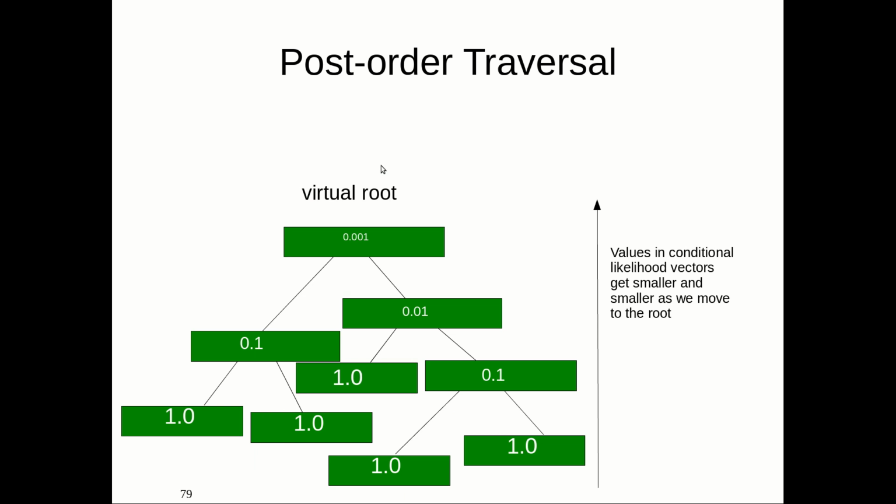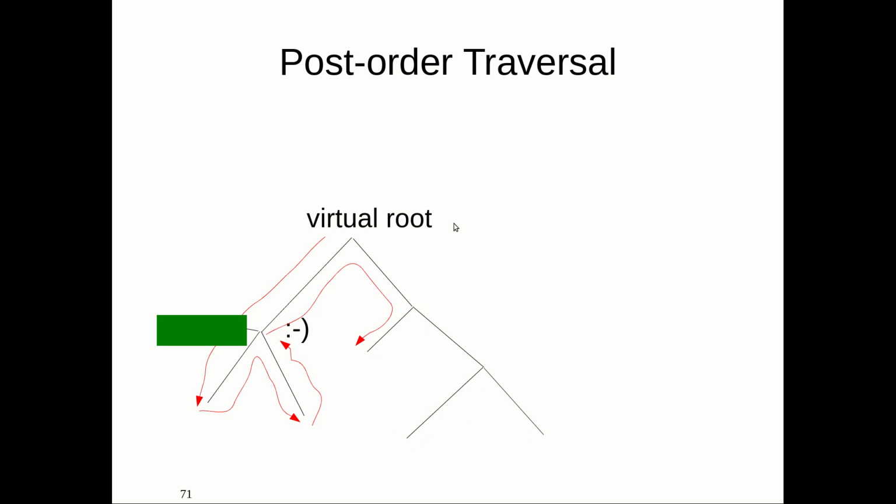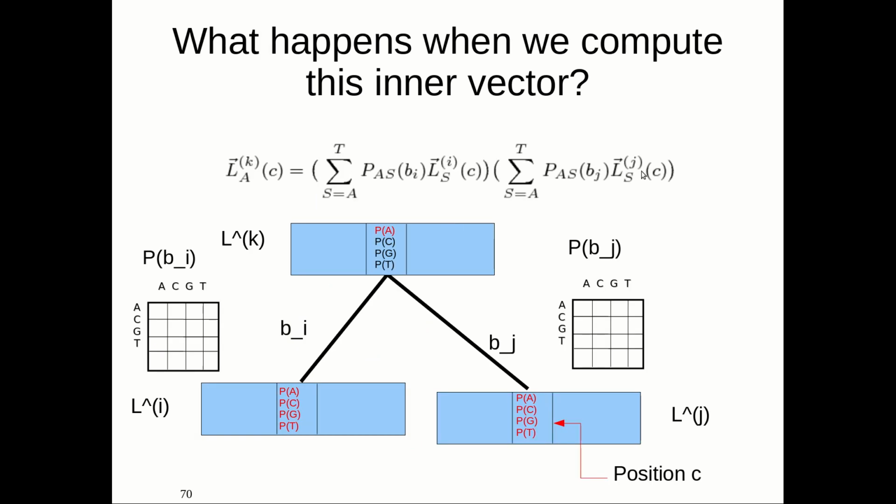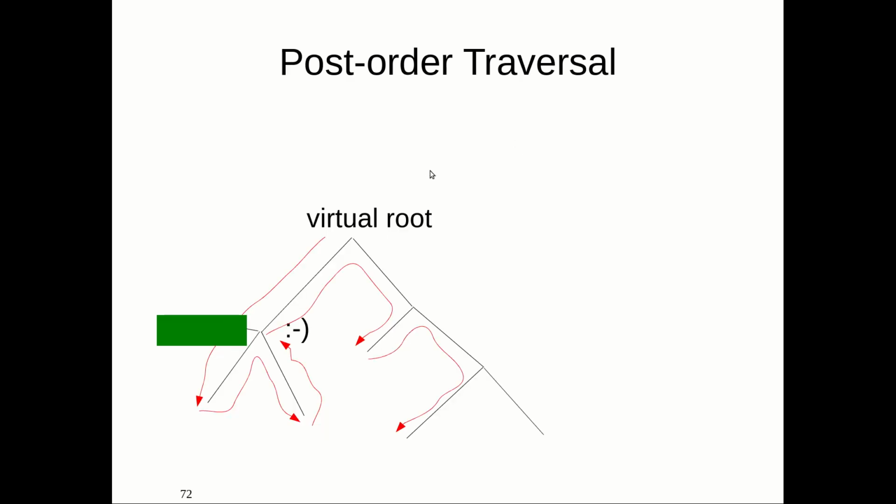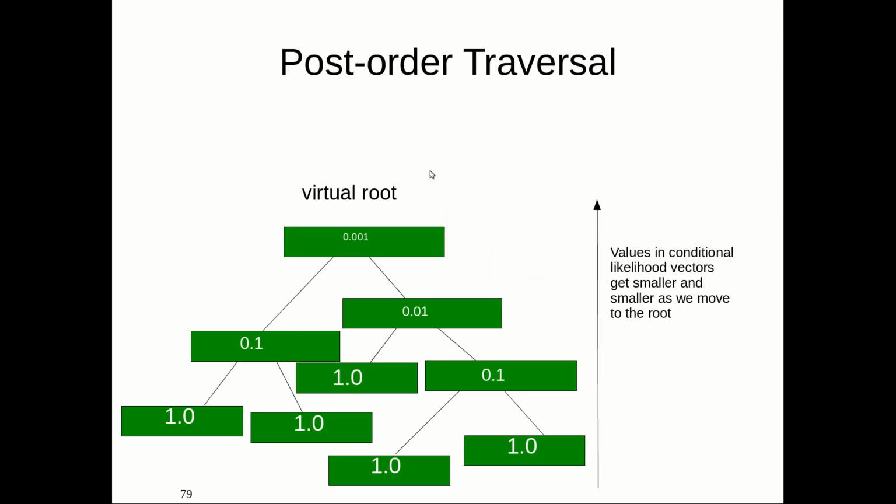One important thing to keep in mind when we're doing those traversals is that as we approach the root, since we're multiplying probabilities all the time, let me go back here, that's where we're multiplying probabilities, right? So this is kind of nasty, because the more probabilities we multiply, the smaller our values will get. So in general, in this very abstract representation, the closer we get to the root, the values in the conditional likelihood vectors will get smaller and smaller and smaller.